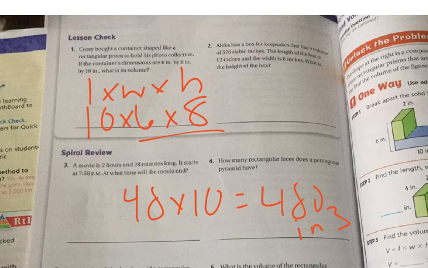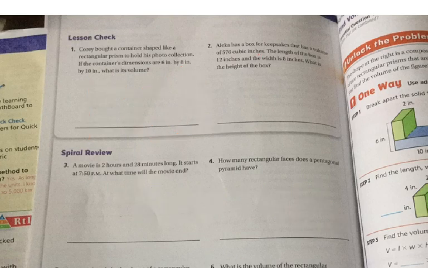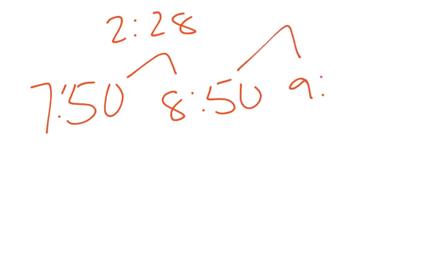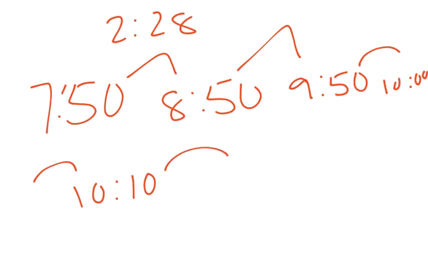Okay, let's go to the next question. A movie is 2 hours and 28 minutes long. It starts at 7:50. What time will it end? So it starts at 7:50. It's 2 hours and 28 minutes. So 1 hour would make it 8:50. 2 hours would make it 9:50. Now I'm going to add 28 minutes. If I add 10 minutes, that's going to put me at 10 o'clock. If I add another 10 minutes, that's going to put me at 10:10. So that'd be 20 minutes. And if I add 8 minutes, it's going to put me at 10:18 p.m.